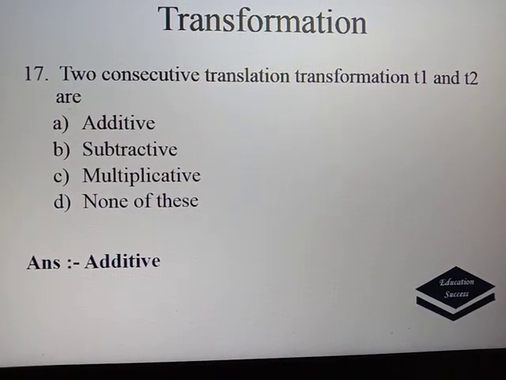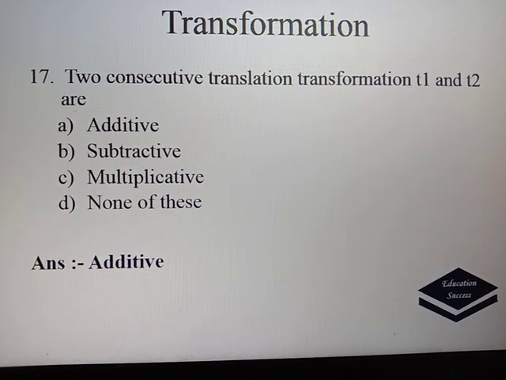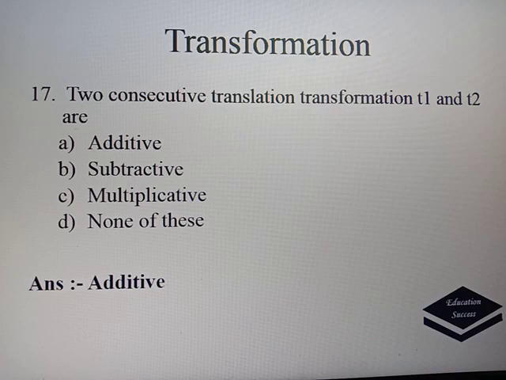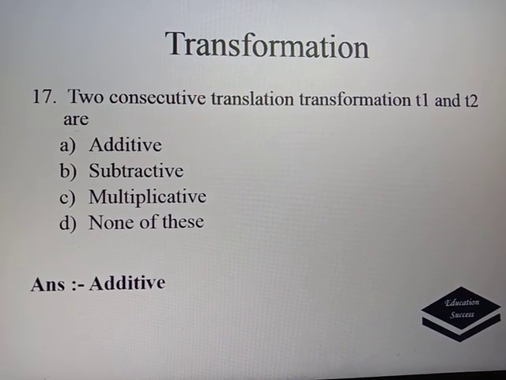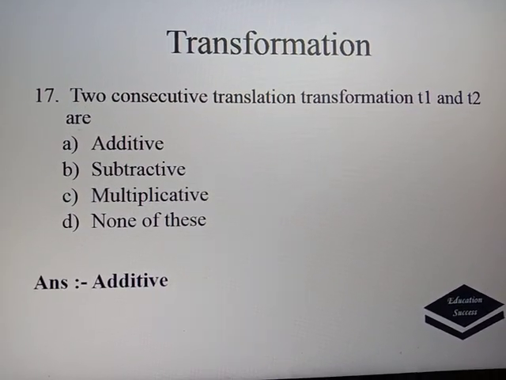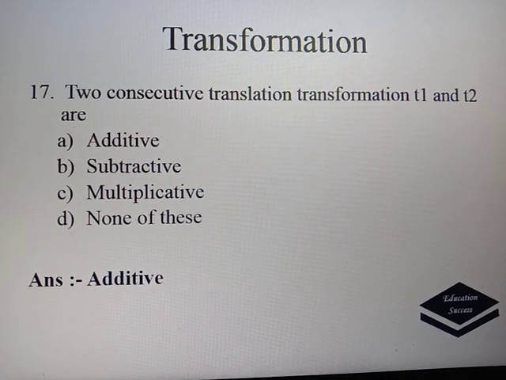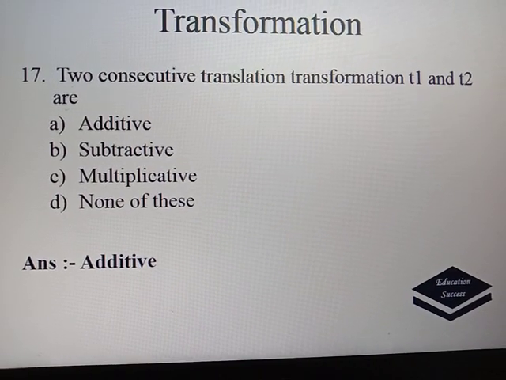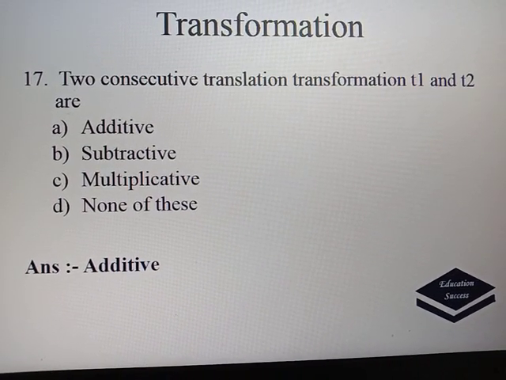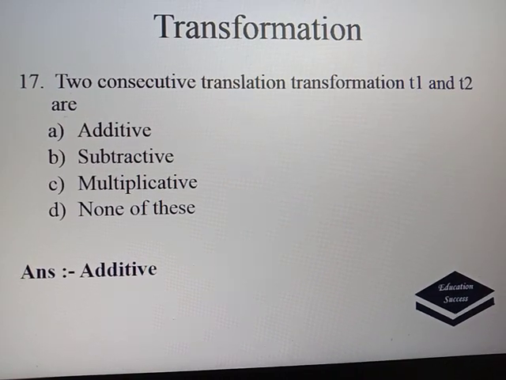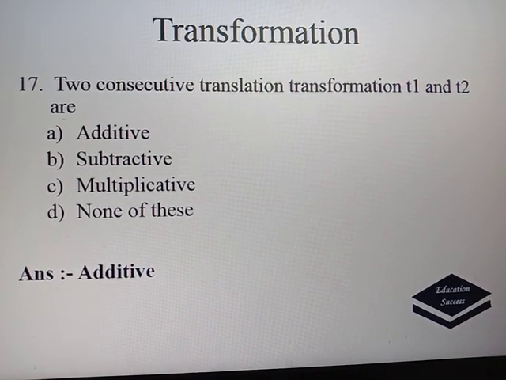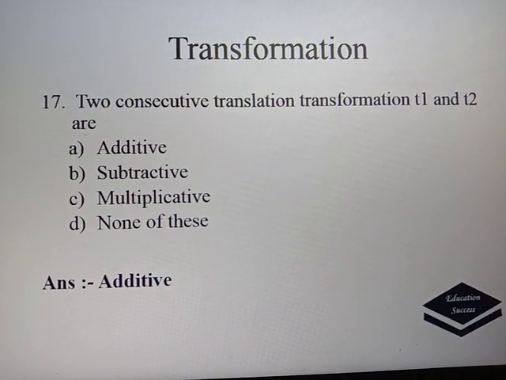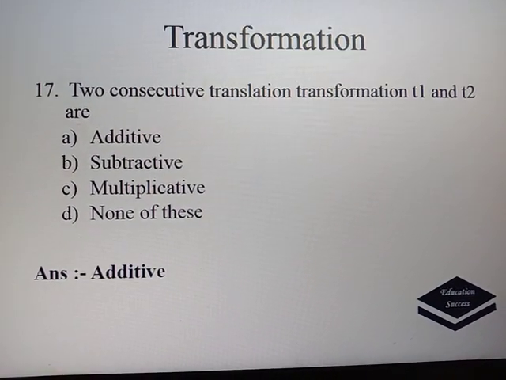Two consecutive translation transformations T1 and T2 are additive, subtractive, multiplicative, none of the above. Here the answer is additive. We will take an example. Suppose in the first translation we are moving the object by 4 points, and in the next translation operation we are moving the object by 4 points, then the result will finally be 4 plus 4, 8-point movement of the object. It means it is the additive factor.